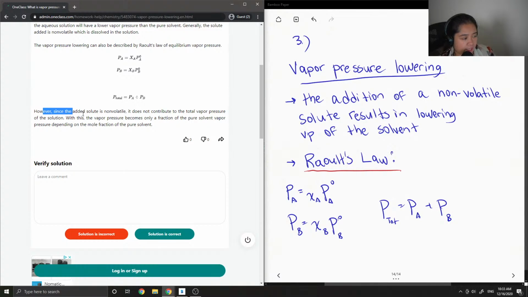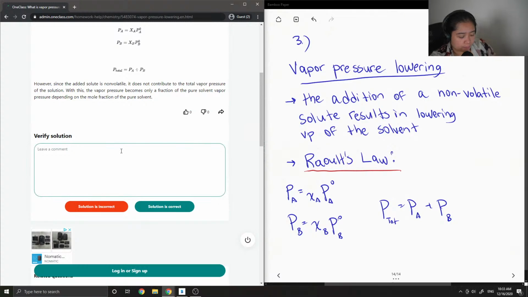However, since the added solute is non-volatile, it does not contribute to the total vapor pressure of the solution. With this, the vapor pressure becomes only a fraction of the pure solvent vapor pressure, depending on the mole fraction of the pure solvent. So this solution is correct.